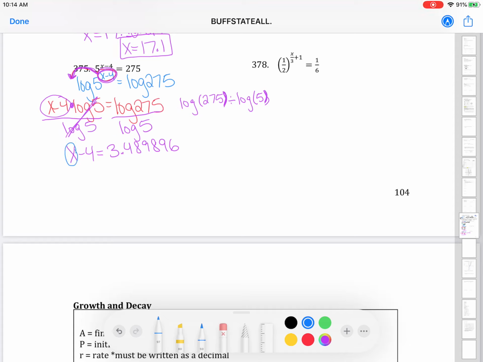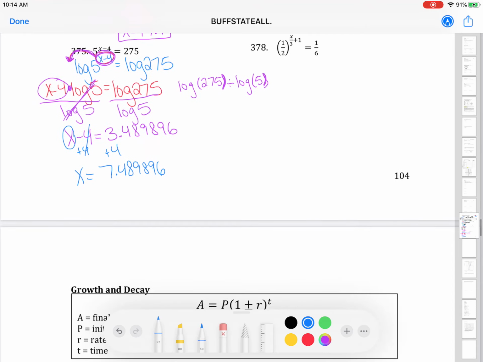Once you're at this point, it's really just solving a standard linear equation where your goal is to get x by itself. X is not by itself, it has a minus 4 in the way. I have to add 4 to both sides to get rid of that. So when I add 4, I get 7.489896. Oopsie. 7.489896. There we go.